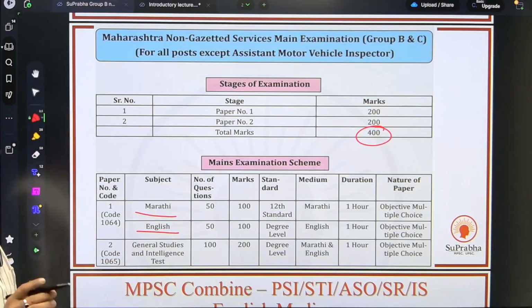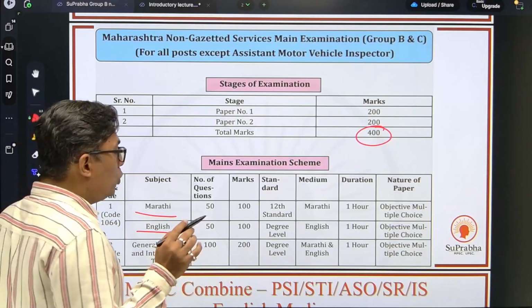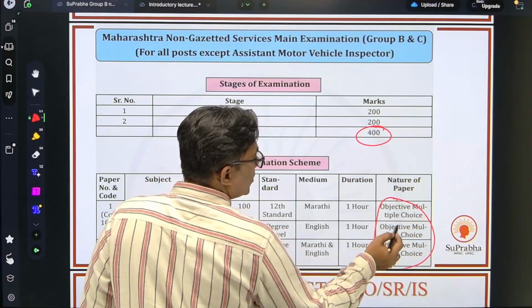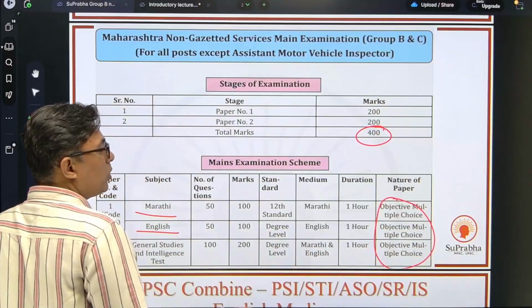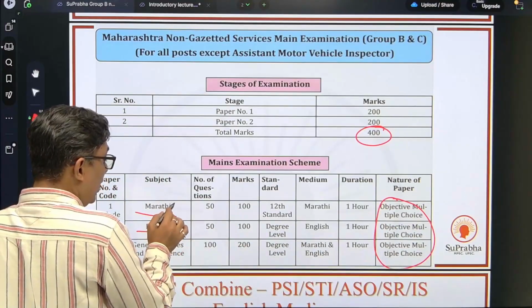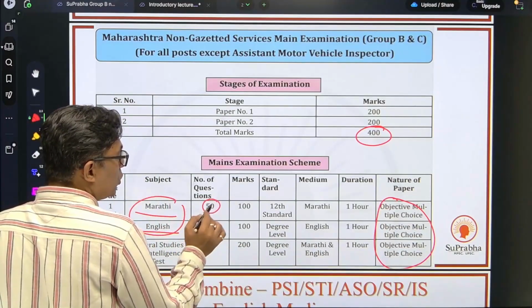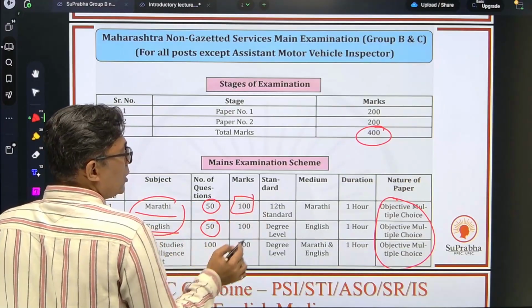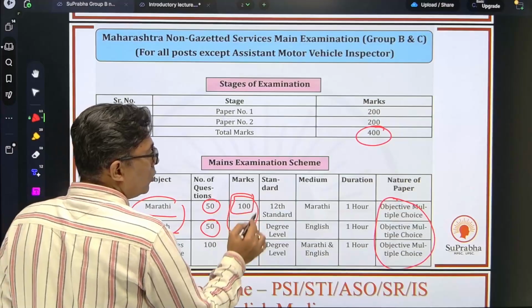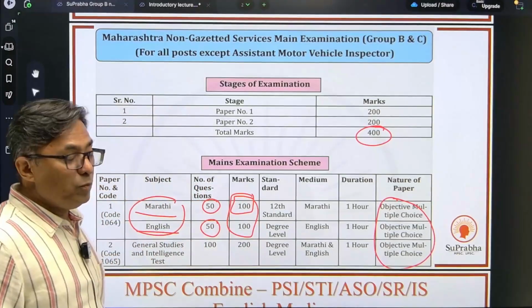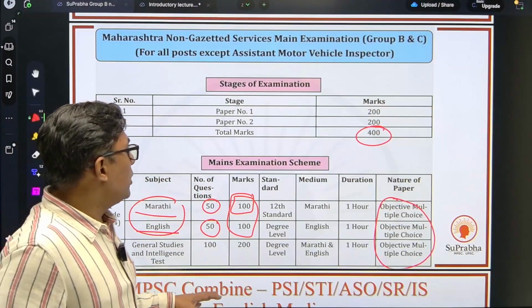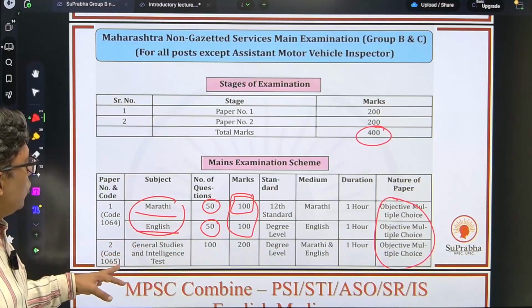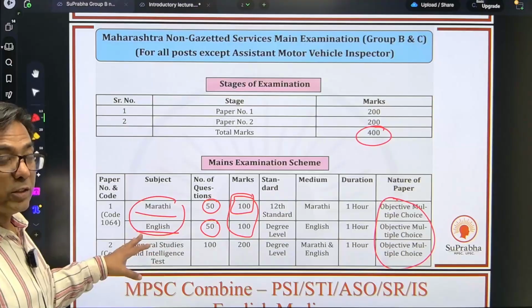English and Marathi, 50-50 divided. Okay, so you are going to have MCQ. So the nature of the exam is objective multiple choice questions. So it's all MCQ, prelims and mains. In paper 1, you have got 50 questions on Marathi and 50 questions on English, all MCQs, each question carrying 2 marks. So in all total, you have got 200 marks. Okay, you have got 200 marks. Standard is degree, 12th standard to degree level. That's what the questions they are going to ask.